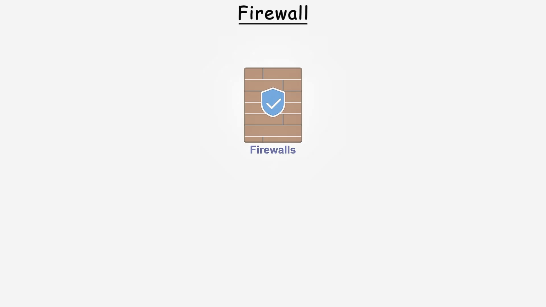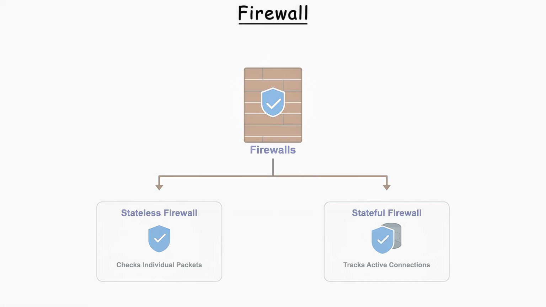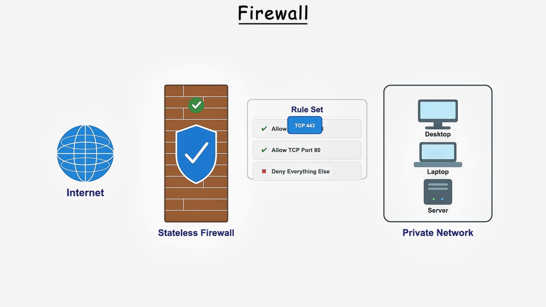So to better understand the different types of firewalls, we will look at them in pairs. So in the first pair, we have stateless firewalls and then stateful firewalls. So the stateless firewall is designed to do just basic packet filtering.